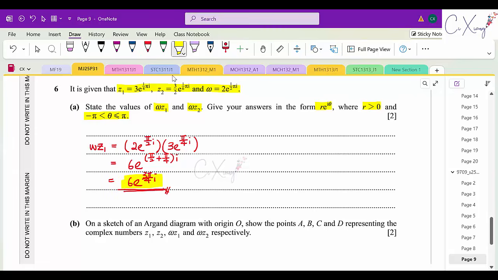Then how about wz2? For wz2, also the same, you just multiply the exponential forms together. So I will be having 2e pi over 2i multiplied with 3 over 2 e pi over 6i. Same thing happens here, you multiply the constants together. So 3 over 2 times 2, you'll get 3. Then for e, we are having pi over 2 plus pi over 6 with the i. From here, what do we get? You will be getting 3e power 2 pi over 3i.